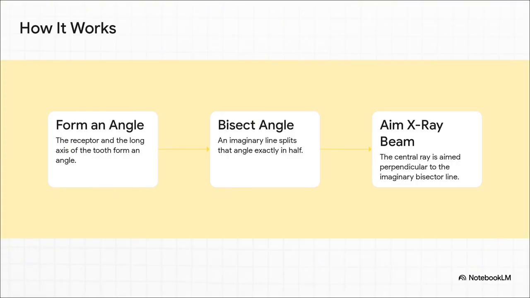They aim the X-ray machine perpendicular to that imaginary line, not at the tooth and not at the film. This creates two equal imaginary triangles, and because of the rule of isometry, the image that comes out shows the true length of the tooth. It's an absolutely genius solution.